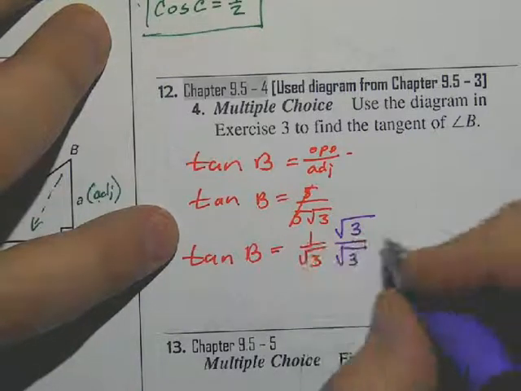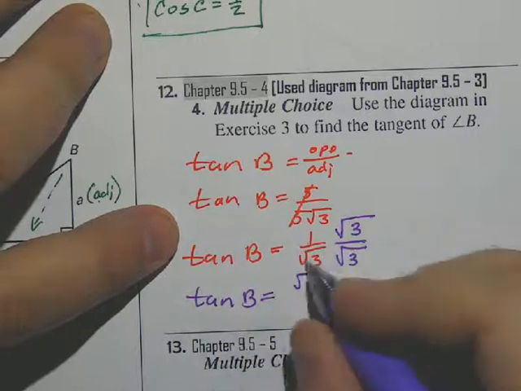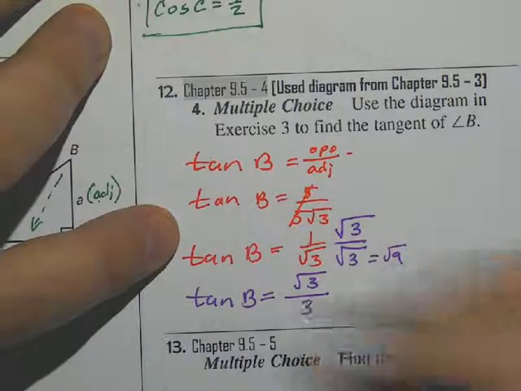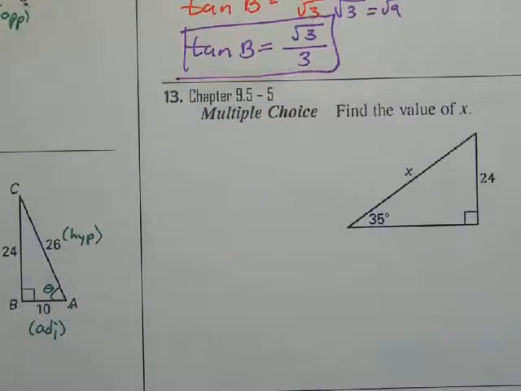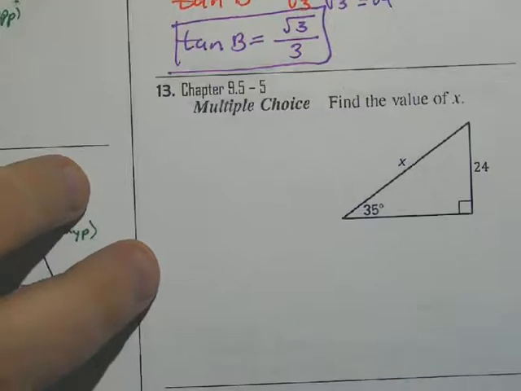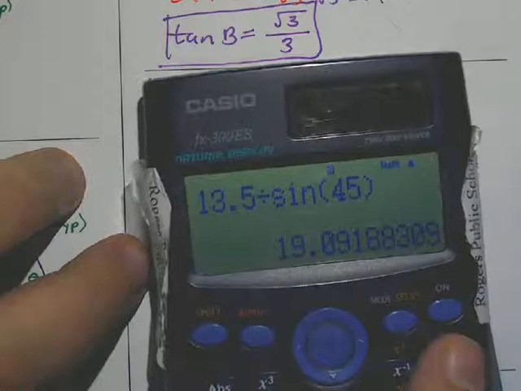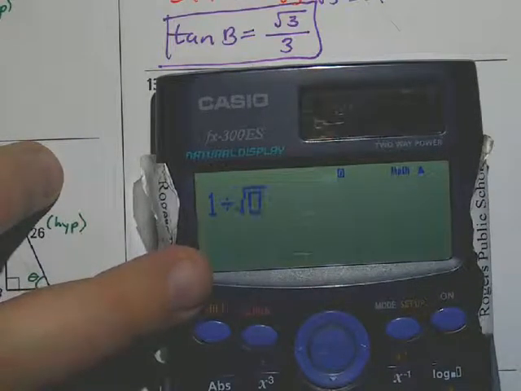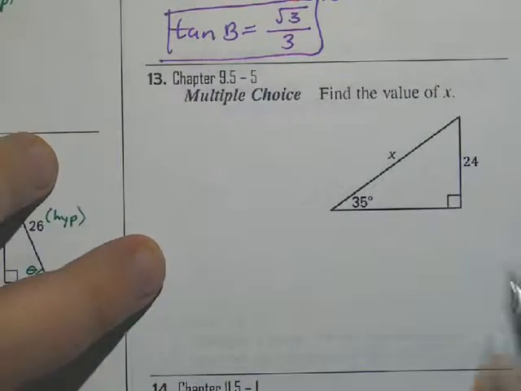1 times root 3 is root 3 on top. Root 3 times root 3 is going to be root 9, which is a 3. So root 3 over 3 is the answer there. Okay, moving on. What's the value of x? Now, luckily on those last problems, guys, the calculator here will, if you do 1 divided by root 3, do that for you. Okay, so find the value of x.